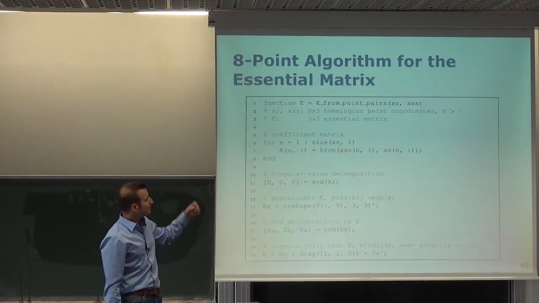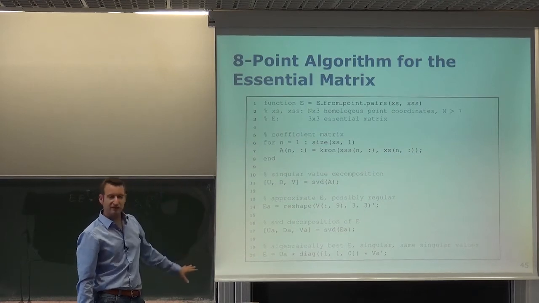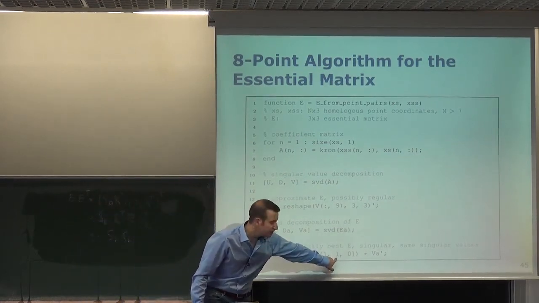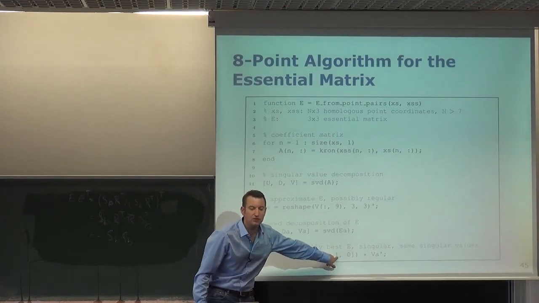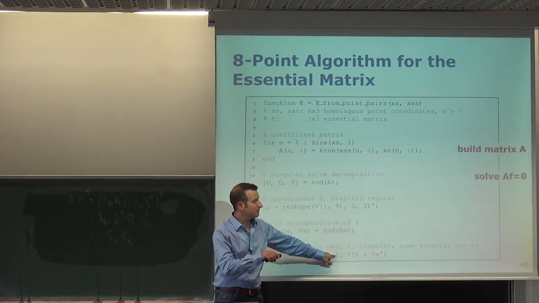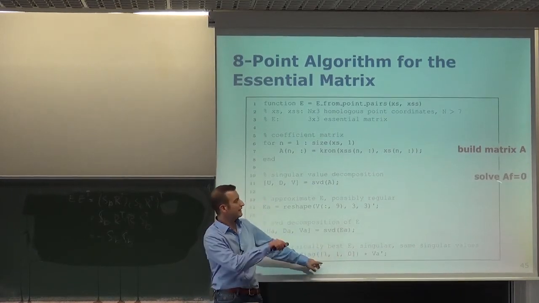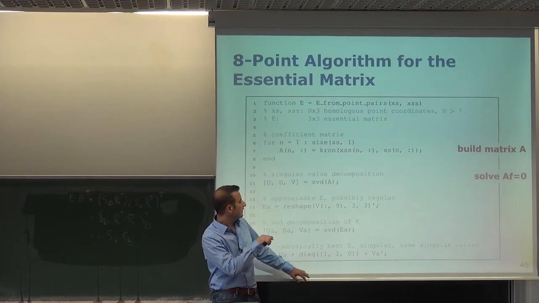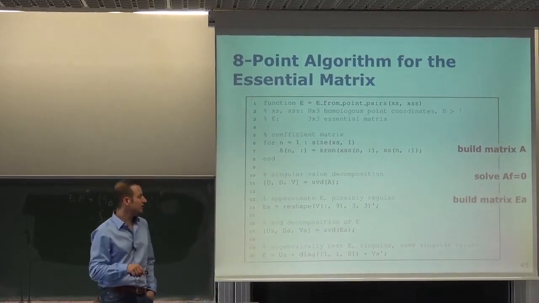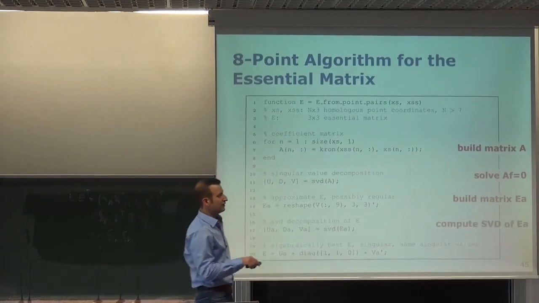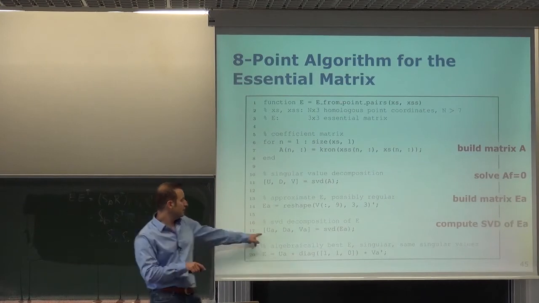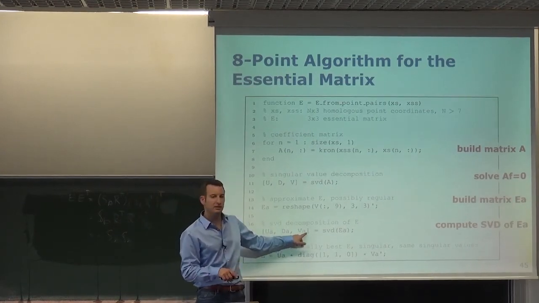So the algorithm that I do is exactly the same as I had before, except for this constraint. The only difference sits down here where I had D11 and D22 before. So I build up my matrix A, I solve my linear system A e = 0. Then I build this approximation of the essential matrix. I again compute the singular value decomposition of this approximation to obtain the U and the V matrix.